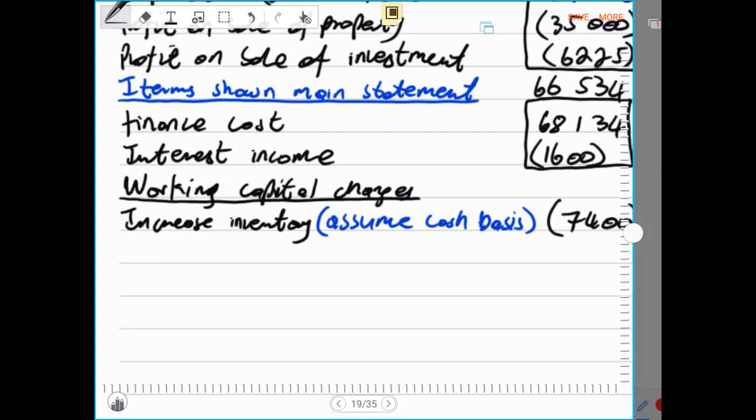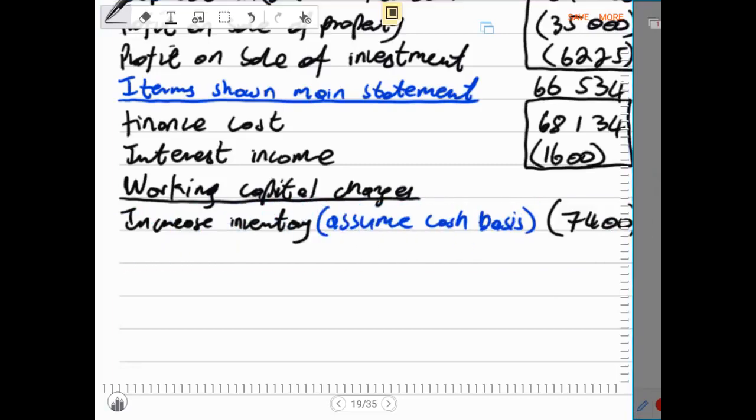Inventory increasing, we bought more inventory for cash. Therefore now that will be negative. Inventory if it's decreasing, therefore now we sold inventory for cash. That will mean money is coming into the business. That is why I'm saying always under inventory, assume cash basis. In this case, inventory increased. That means we bought more inventory from the supplier and we assume that it was cash. Therefore now that 7,400 will be a negative.